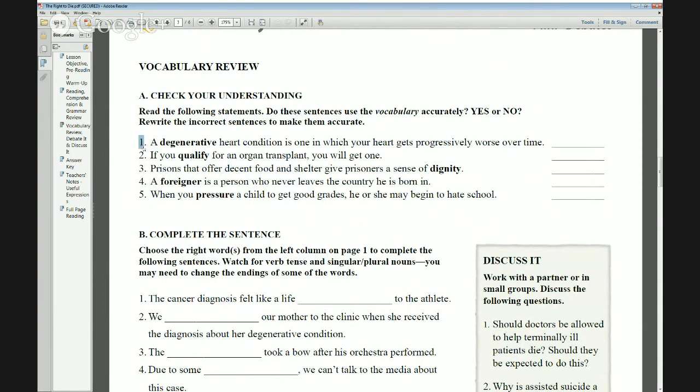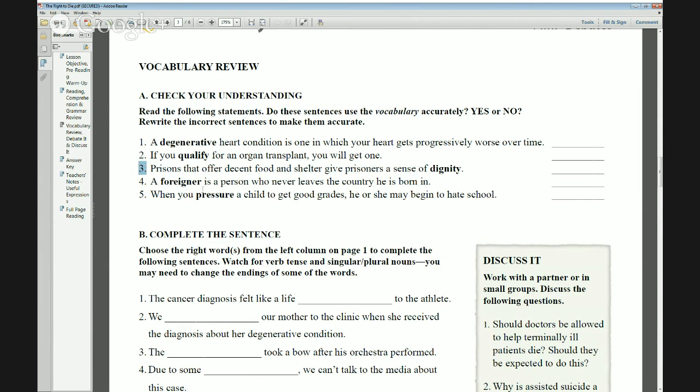So the first one. A degenerative heart condition is one in which your heart gets progressively worse over time. Is that true? Yes, it is. That's what degenerative means. It gets worse over time. Second sentence, if you qualify for an organ transplant, you will get one. No, that's not true. Even though you qualify for a transplant, you may not get one if no organ is available. There needs to be one available.